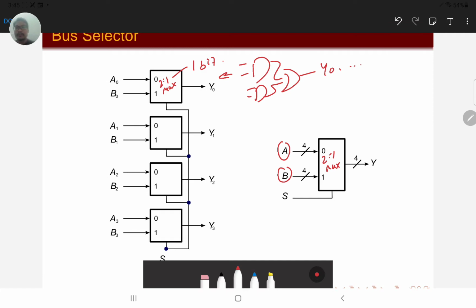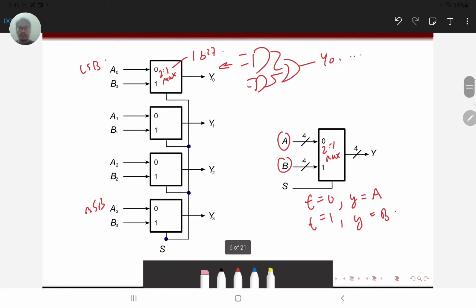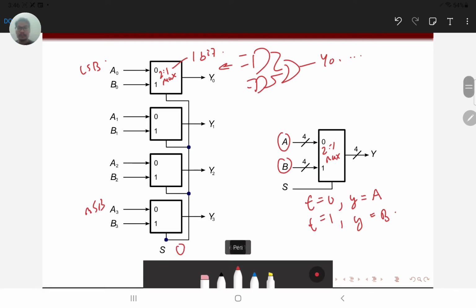And then for each bit, this is the MSB, and this is your LSB. For example, at one particular time, I want to have the value A at the Y. So let's say at time 0, I want Y equals A, and then at time 1, I want Y equals B. So what I can do is give the value 0 here.